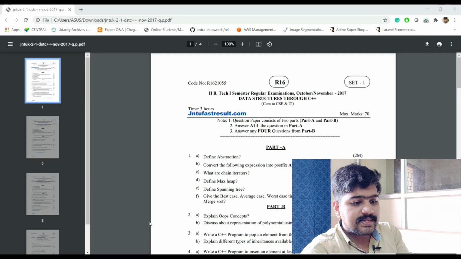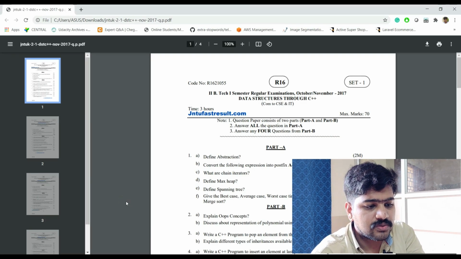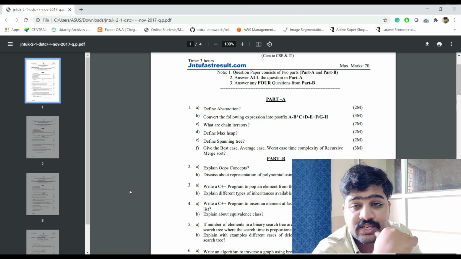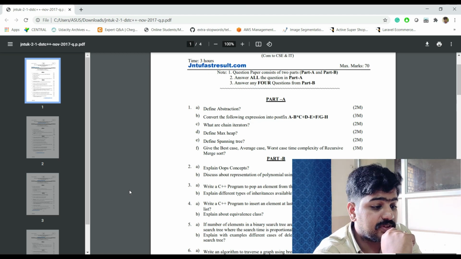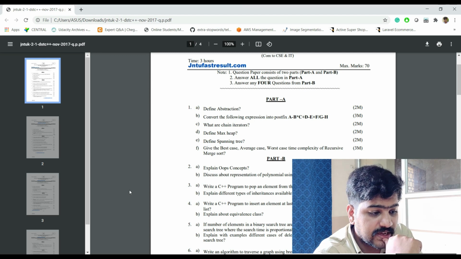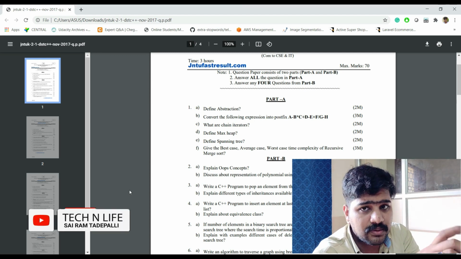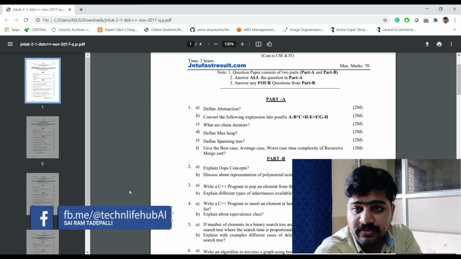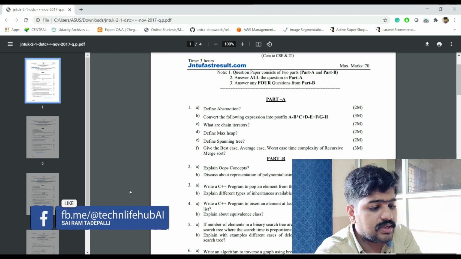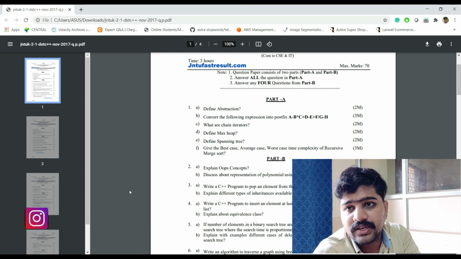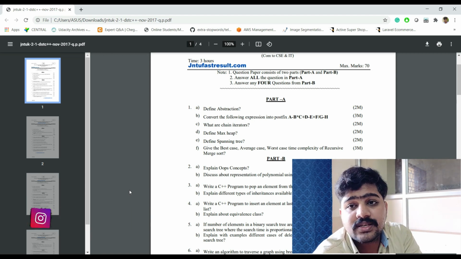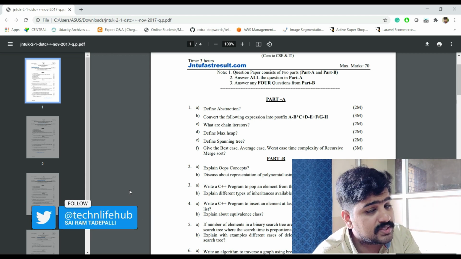So this is set 1 of the R16 regulation November 2017 paper. Don't bother about part A and part B. If you observe in part A, postfix notation is there, and abstraction. I said an abstraction definition will be asked, and chain iterators. All these things will be in 2 marks, but for you guys, we don't have any 2 marks questions. So definition of spanning tree, I already said that spanning tree is the most important thing. Definition you need to mug up. And best case, average case, worst case will be in time complexity and space complexity, as I said earlier.